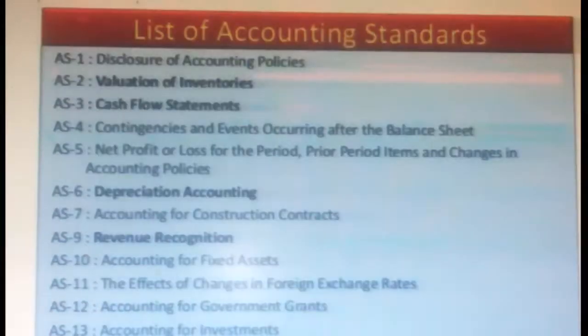Then AS9, as you know already, the accounting concept, revenue recognition, correct. That's what is discussed here, AS9. So they will frame the rules and regulations on how you are going to recognize the revenue. Then AS10, accounting for fixed assets, how you are going to account for the fixed assets in a company, correct.